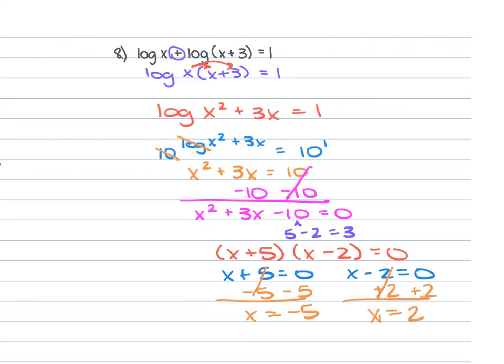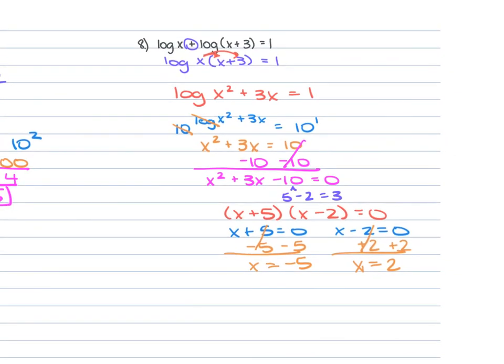Now, when you are working with logs, you can't work with negative logs, so that negative 5 is not your answer. The only answer that you have is x is equal to 2. So you're only going to be taking the positives of these answers.